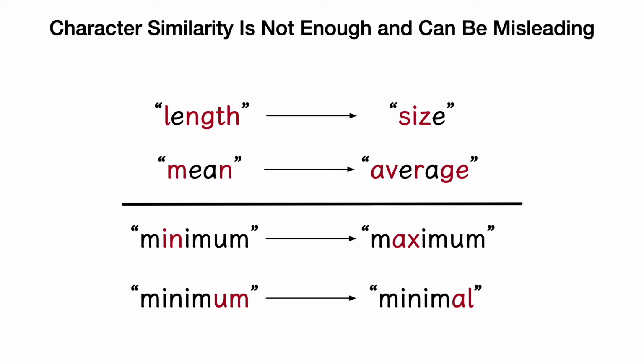Consider the following examples. Length and size are synonyms, and they are often used to represent the length of the array, vector, or dictionary. However, they almost share none of the characters. The same applies to mean and average. On the other hand, minimum and maximum are antonyms, but the Levenshtein distance between minimum and maximum is equal to the distance between minimum and minimal.